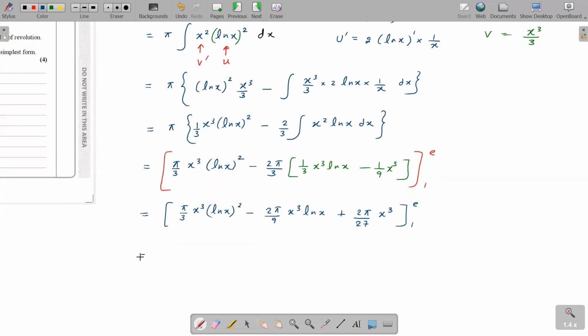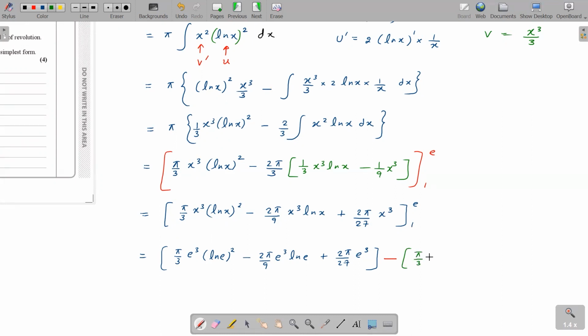First, let's replace every x with e. So I get here pi over 3 e cube ln e square minus 2 pi over 9 e cube ln e plus 2 pi over 27 e cube. Are you with me? This is the first limit. Then minus, let's put the second limit, replacing all the x values with 1. What do we get?